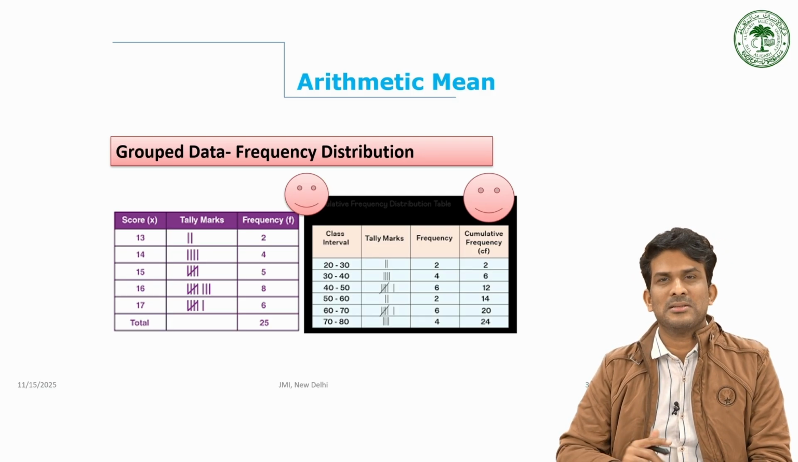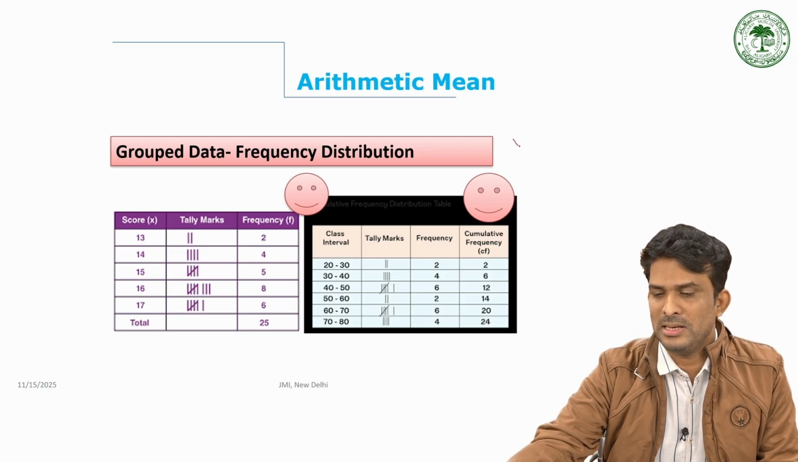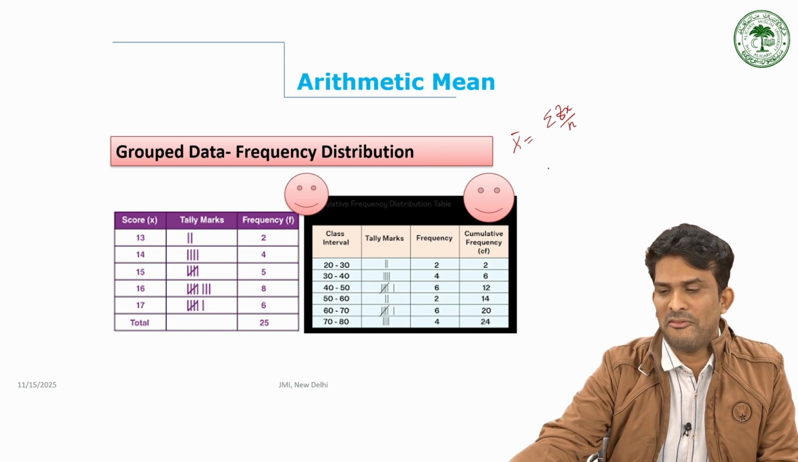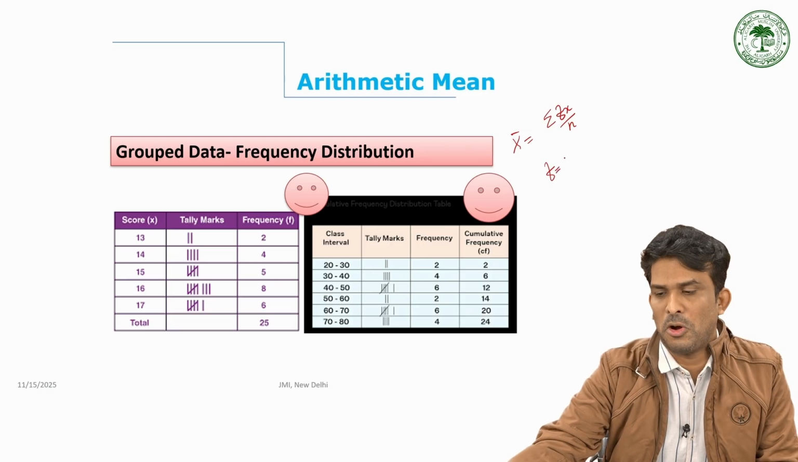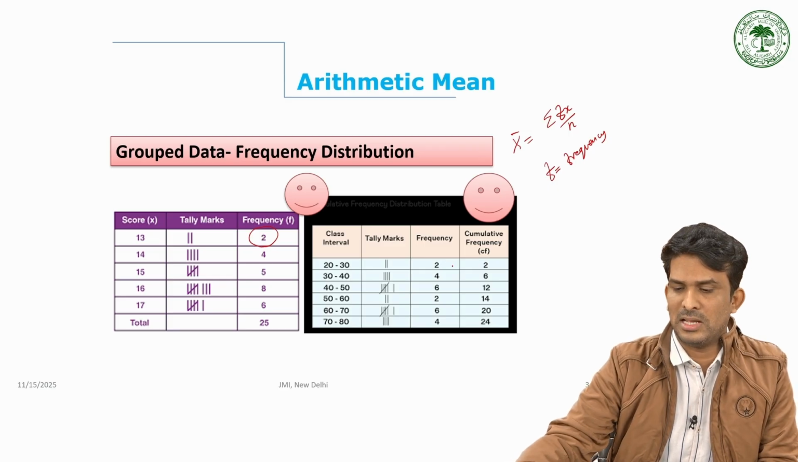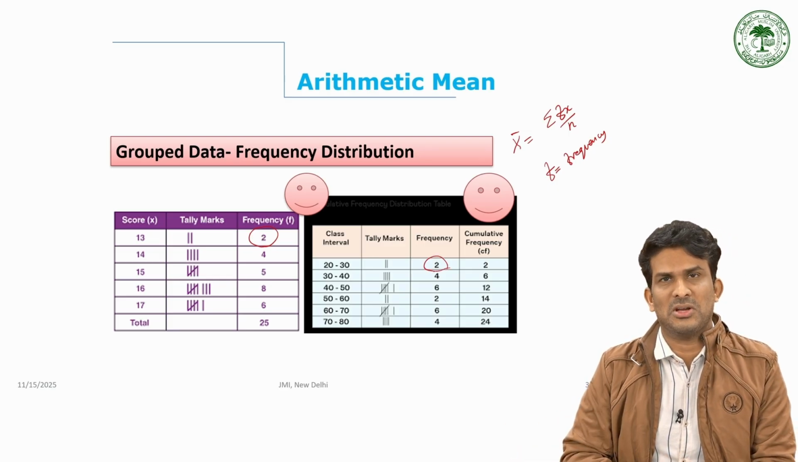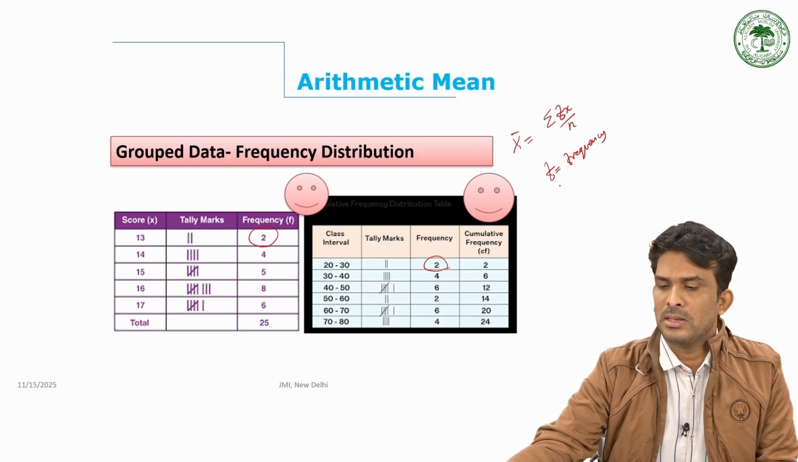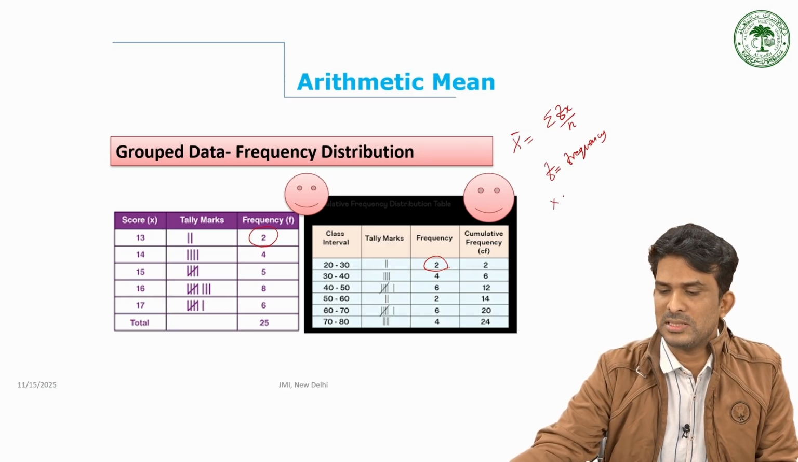You must be knowing that. Yes, arithmetic mean x bar is equal to sigma fx by n. What is f? F is the corresponding frequency of a class. Corresponding frequency of the class, right? What is x? X is the mid value, midpoint, right?